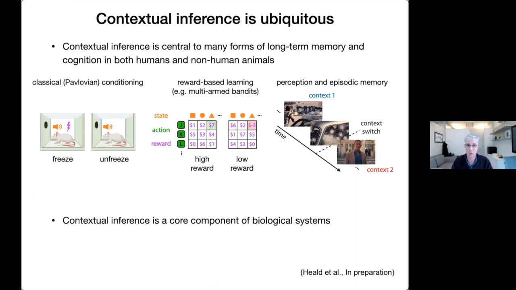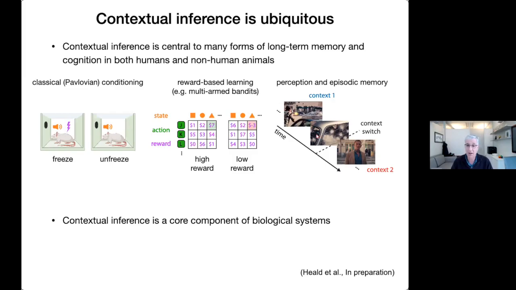Different fields have used different words. So conditioning, reward-based learning, and perceptual episodic memory all think about context. When you train a mouse to respond to a tone and shock, they freeze, and then you untrain them, you haven't set them back to zero. You've generated two new contexts.